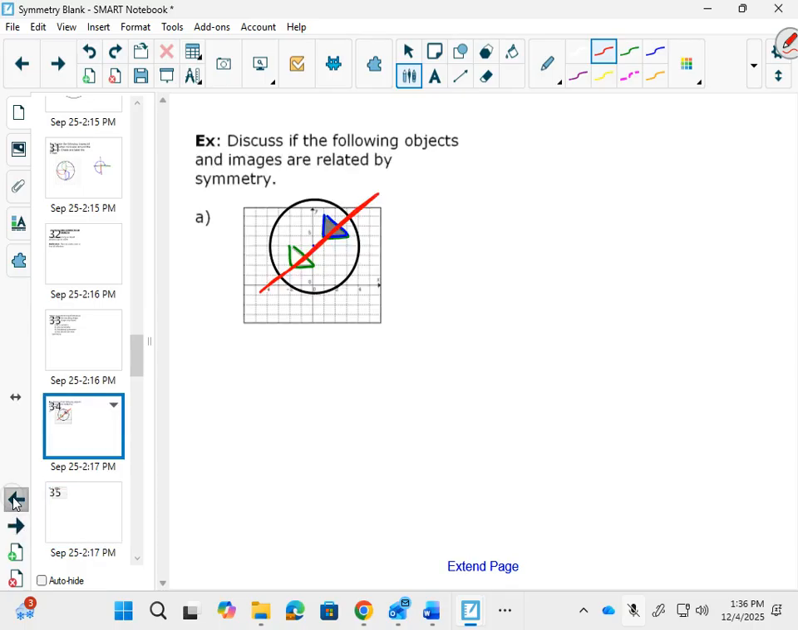So this last one, maybe beside it, I'm going to write line symmetry, and there's only the one. No rotation symmetry.